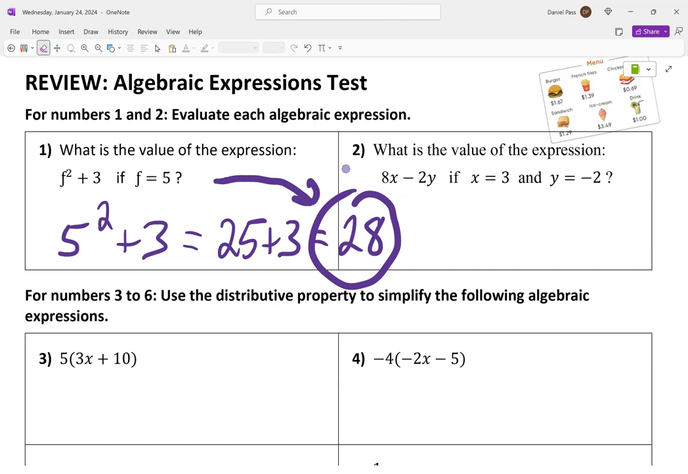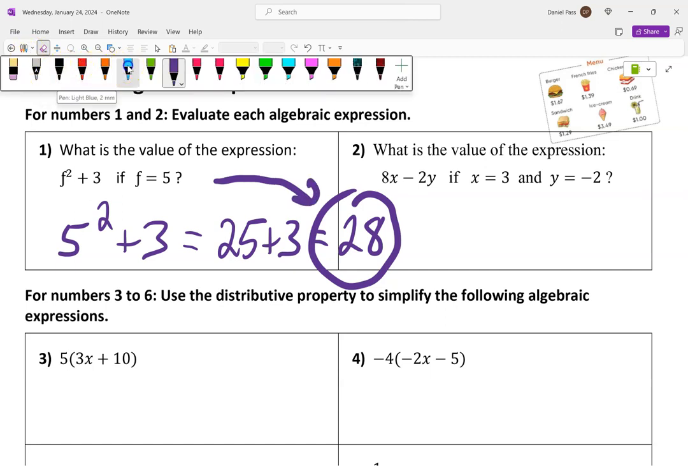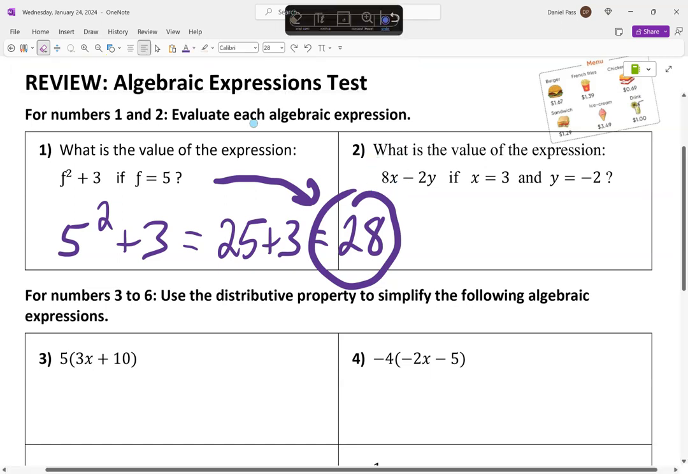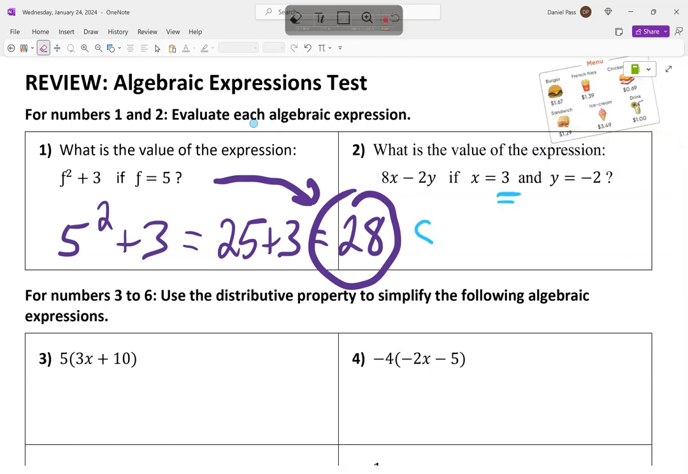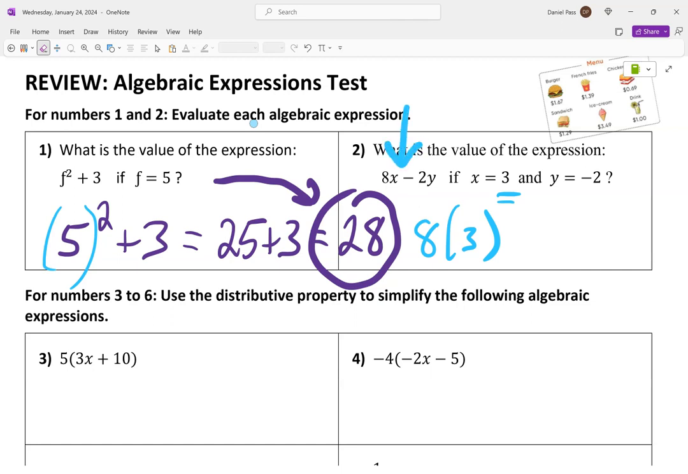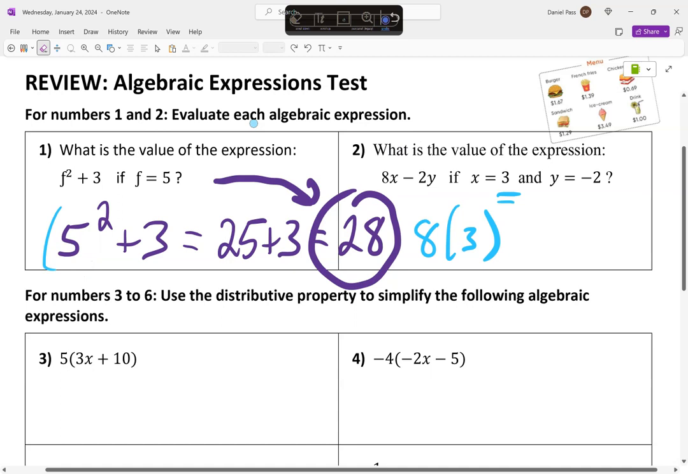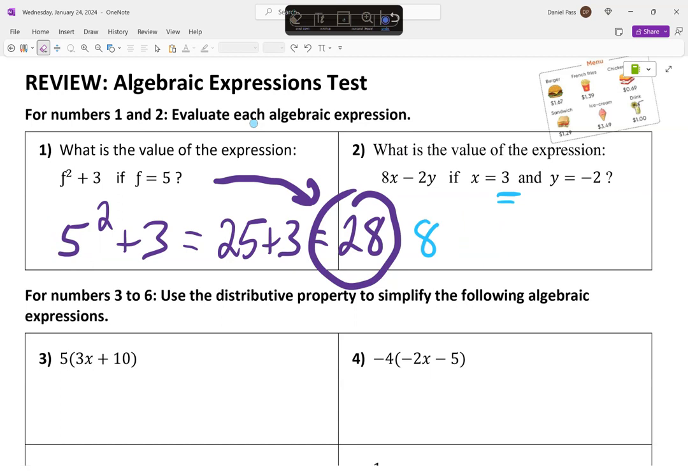The answer to number 2 is also 28. I know. So 8 times x, whatever we're buying on our menu, is $3. So 8 of them. You need to show your work like this, by the way. When you substitute a number for a variable, you should use parentheses, because that is the way it's supposed to be written, okay?